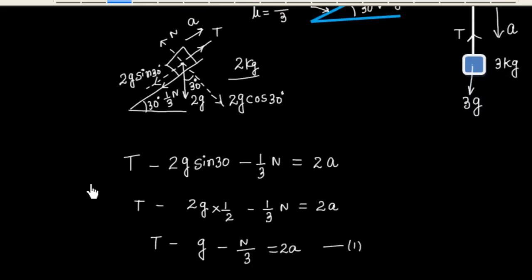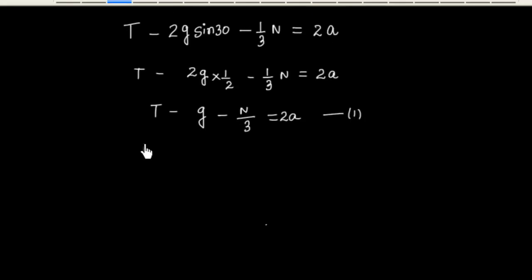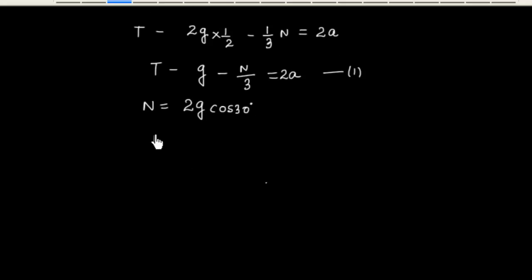The second equation we can write from here, in the normal direction. In this direction there is no acceleration, so the force n is equal to 2g cos 30 degrees. If I plug in the value of cos 30, which is root 3 by 2, we will have n equal to 2g times root 3 by 2. So basically n is equal to root 3 times g. So this is my equation number 2.